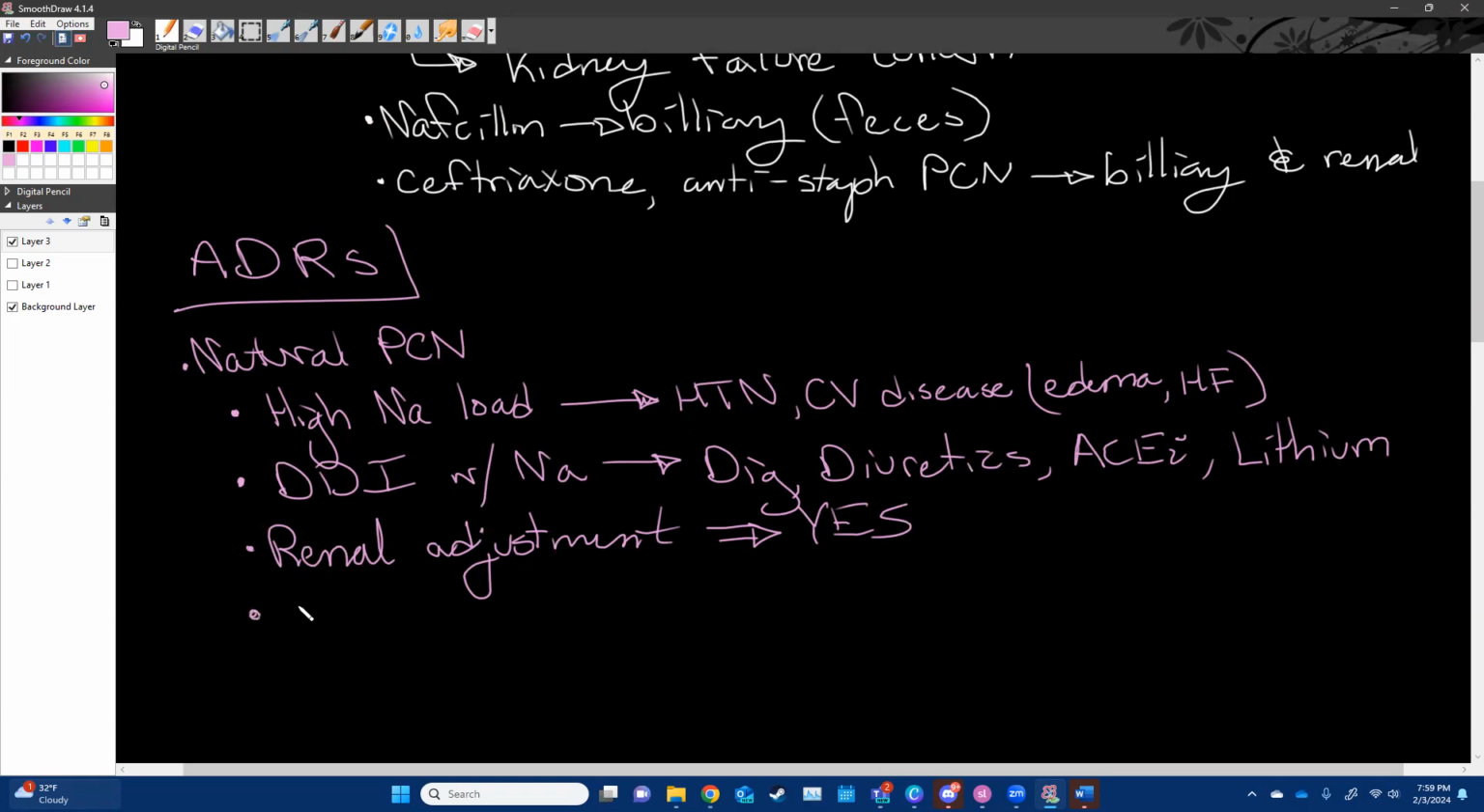Lastly, allergies. Very important to note. This is going to be pretty consistent across the board, but when levels of beta lactams rise, their ability to get into the CNS increases. So we see things like seizures.